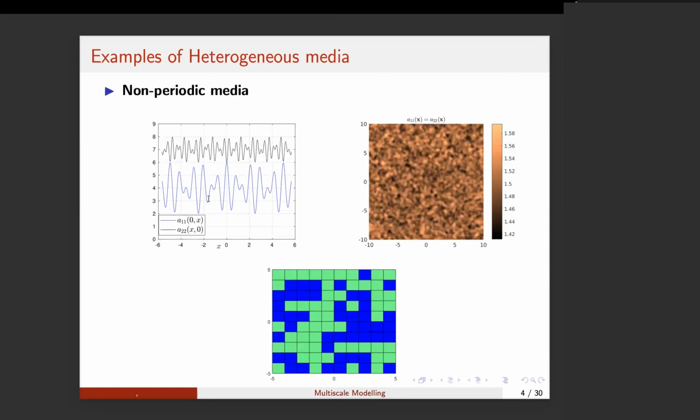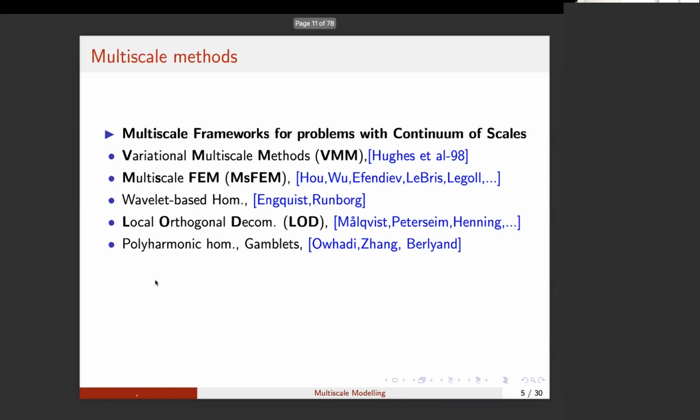The first picture that you see in the top left is a quasi-periodic coefficient. And here just a cut of the function is plotted. Then if you look at the picture down here, we see a checkerboard type random material. And the analysis will also be valid for this type of materials. But we will also do numerics for heterogeneities of this kind, for which the theory doesn't apply. So we will see it in a nutshell.